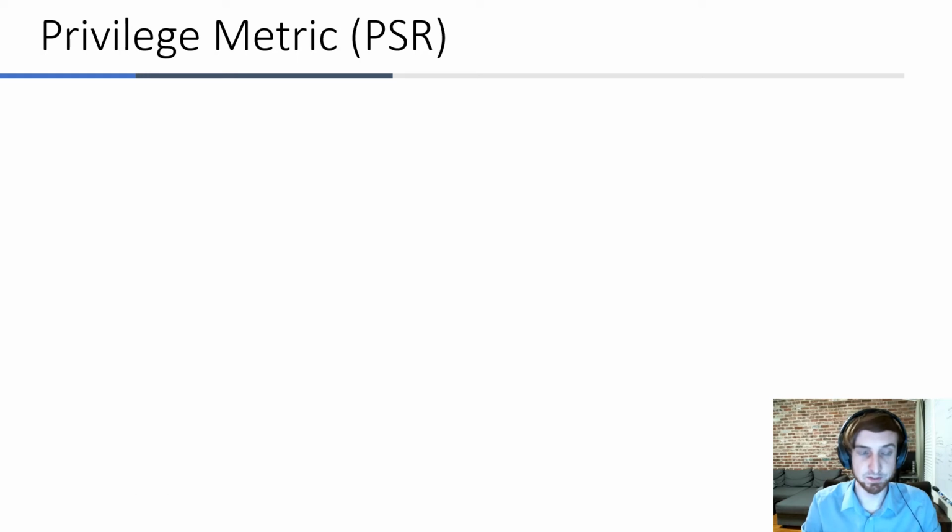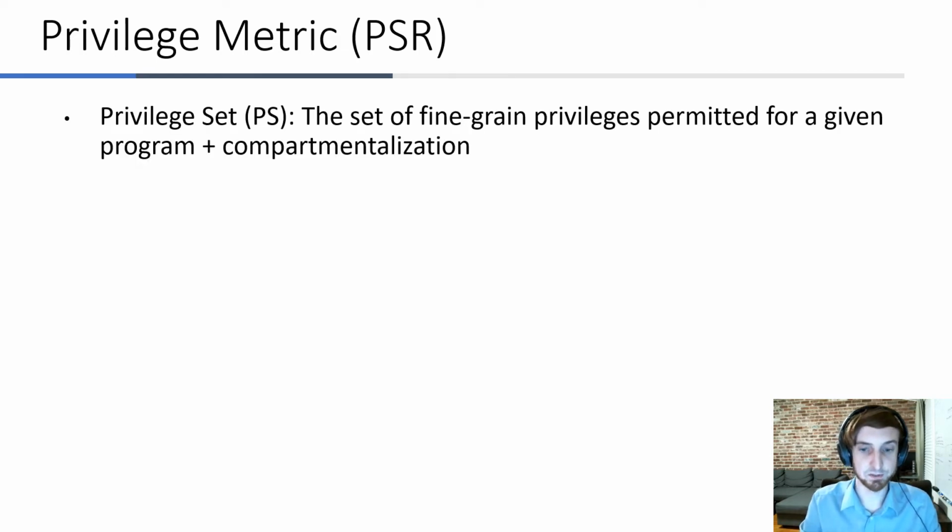Okay, so with the setup of having the privilege model and the cat map and the compartmentalization model, we're now going to start thinking quantitatively about privilege. I'm going to start with a couple definitions. The first is the privilege set. The privilege set is the complete set of fine-grained privileges that are permitted for a given program under a particular compartmentalization. Note that that may include many more privileges than exist in the cat map.